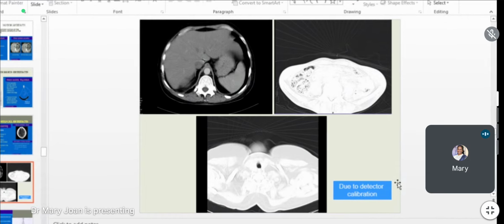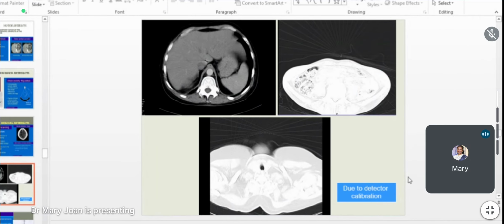Here are some of the pictures. Artifacts deteriorating the image quality because of detector calibration issues.